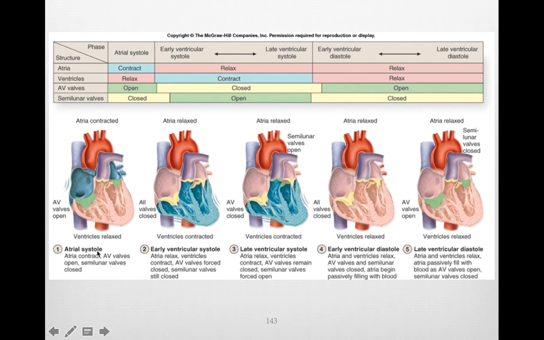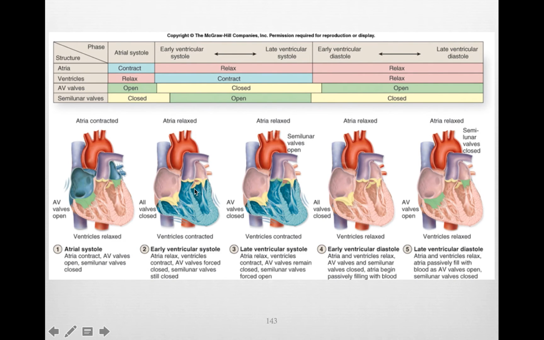Now, once the atrial systole is completed, the early ventricular systole begins, and this is the early stage of the ventricles contracting. So the atria are going to relax, the ventricles begin to contract, and the AV valves are going to be forced shut. We see the tricuspid here and the bicuspid here, they're both forced shut. However, the force generated by this early ventricular systole has not yet been great enough to force the semilunar valves open. So the semilunar valves, the pulmonary one here and the aortic valve here, are both still shut.